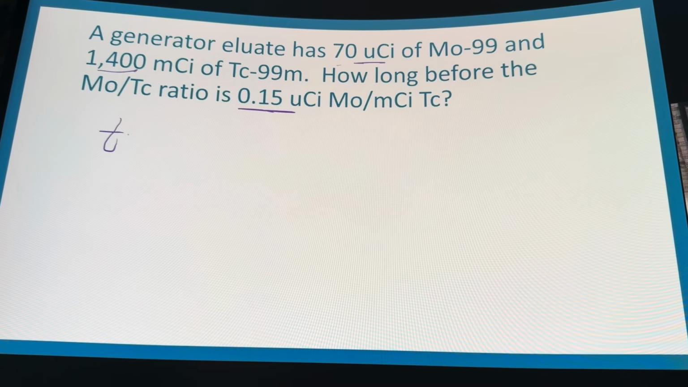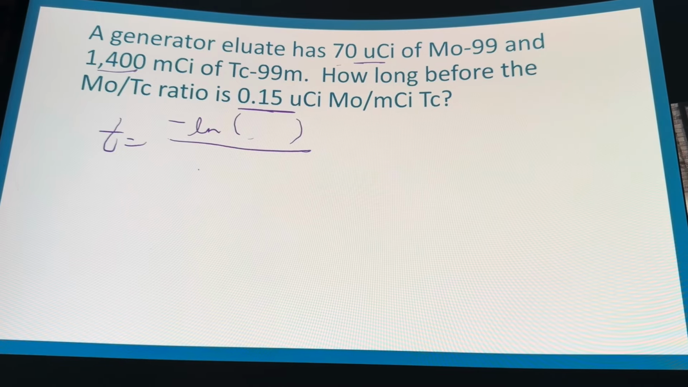The equation is t equals negative ln. We're going to put our ratio here, divided by 0.1052 minus 18.03. Okay, so that's the equation. It's a lot of numbers to remember.